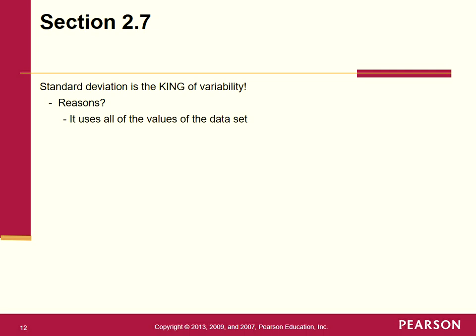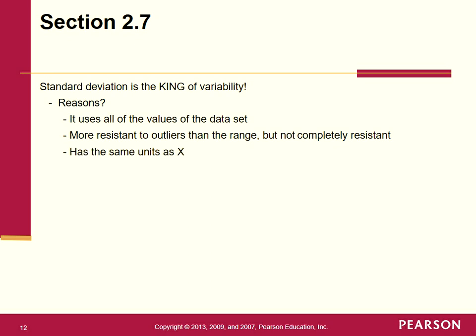That's an important thing. Two, it's more resistant to outliers than the range, though not completely resistant. The IQR is a little bit more resistant, but the standard deviation is more resistant than, say, the range is. So it's semi-resistant. Three, it has the same units as x. We already talked about that. That's an important thing.